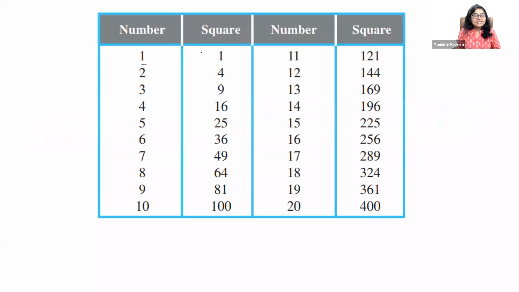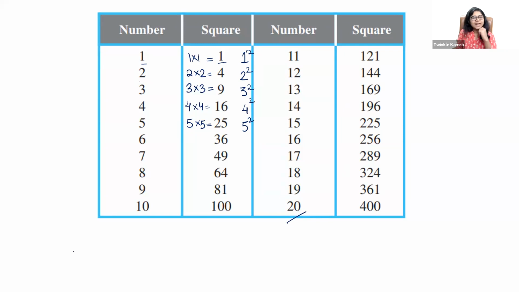We all know this. The square of 1 is 1 into 1, which is 1. The square of 2 is 2 into 2, which is 4. The square of 3 is 3 into 3, which is 9. The square of 4 is 4 into 4, which is 16. The square of 5 is 5 into 5, which is 25. We write these as 1 square, 2 square, 3 square, 4 square, and 5 square, and so on, we can keep writing till 20.